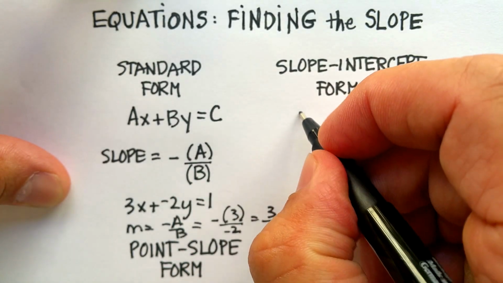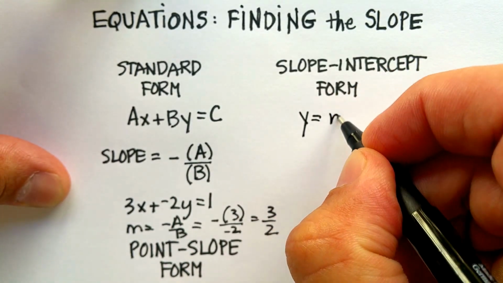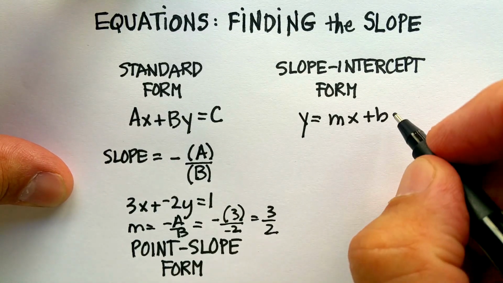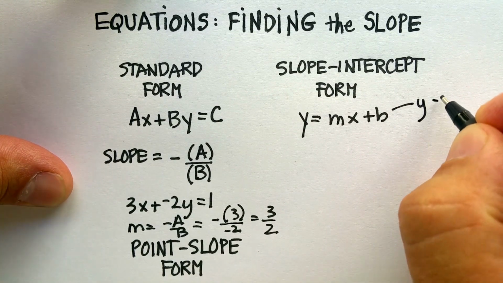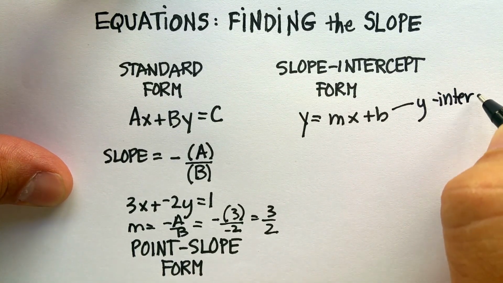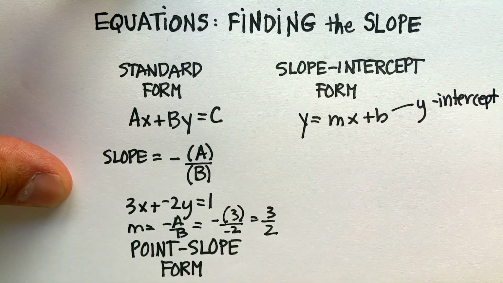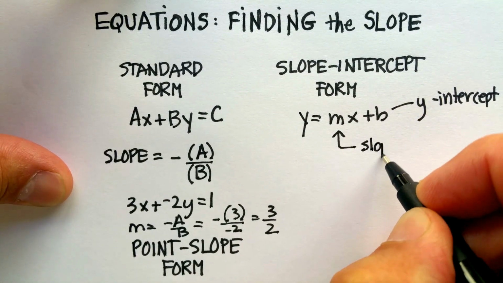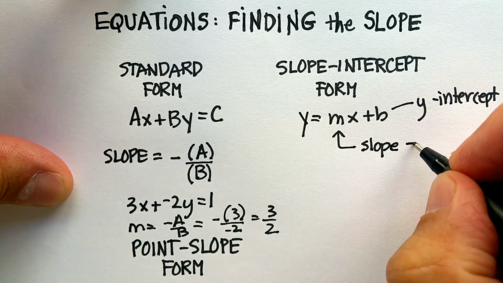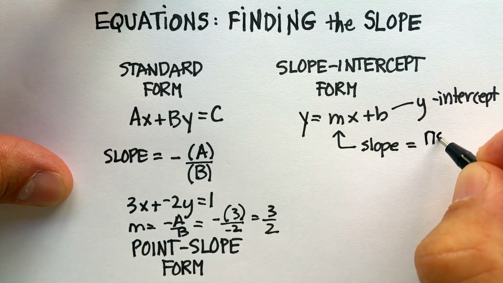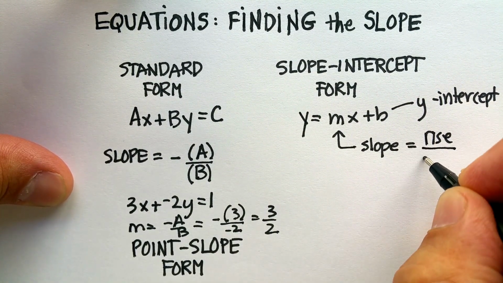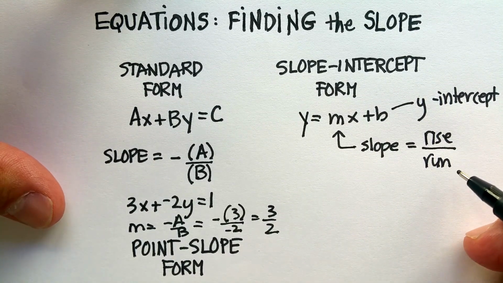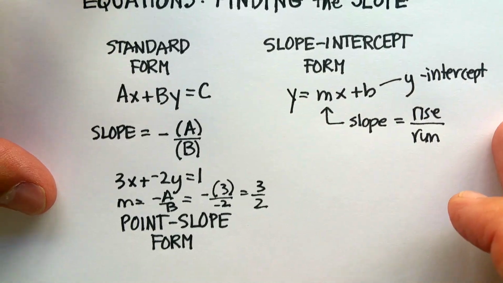Now in the slope-intercept form, it's much easier, right? y is equal to mx plus b, small b, where it's the y-intercept, or where it crosses the y-axis, right? m is the slope here. And the slope is always known as the rise along the y-axis over the run along the x-axis, right?